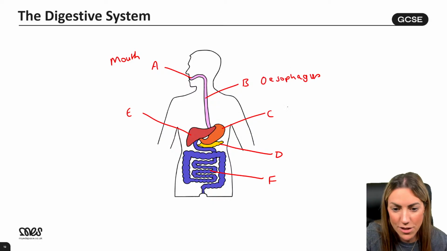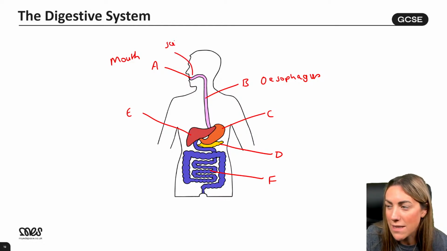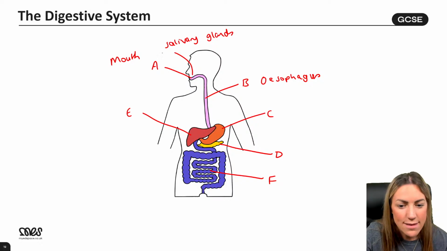How nice would it be to just get a question asking you to label? Yeah, the salivary glands are in the mouth. Do you want me to add those on as well? Because that's important because that's where the enzymes are produced.